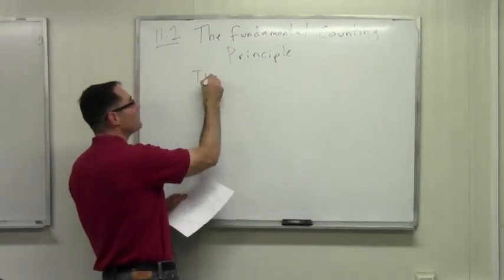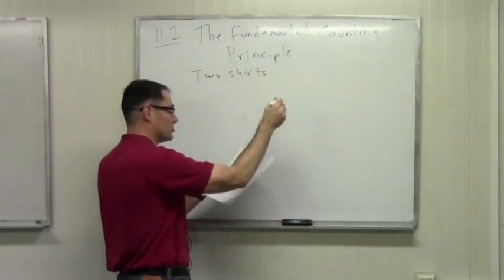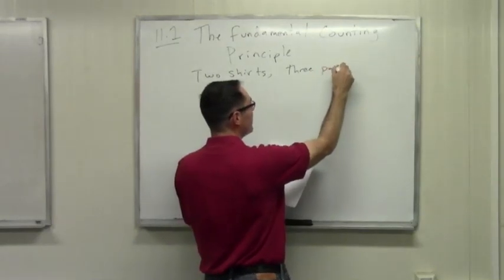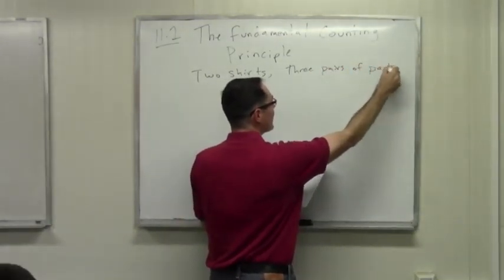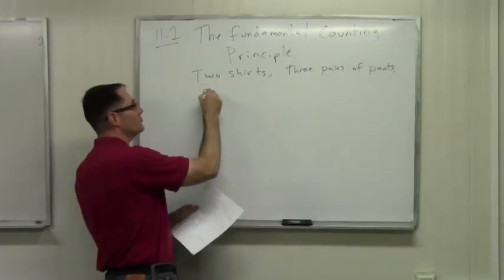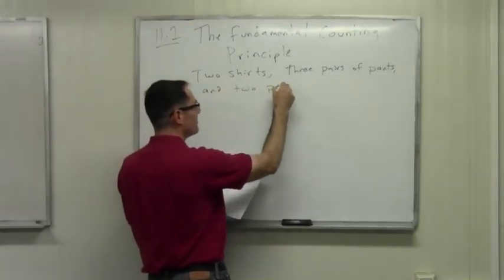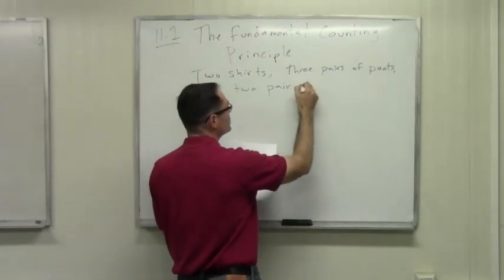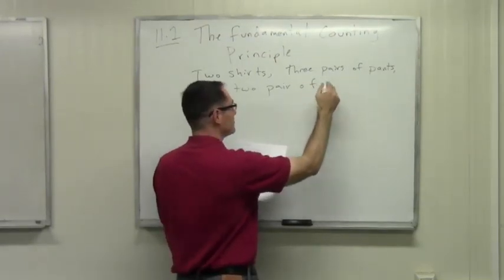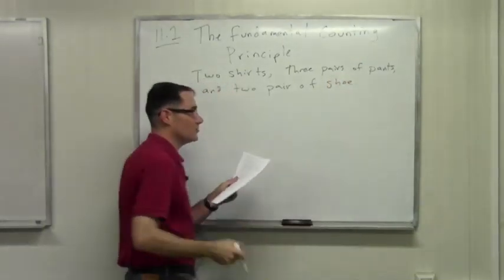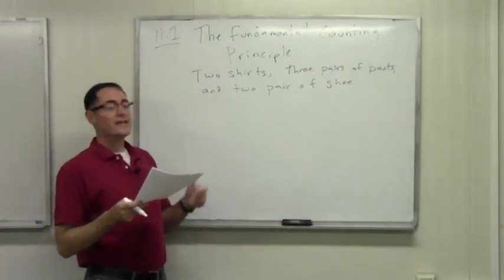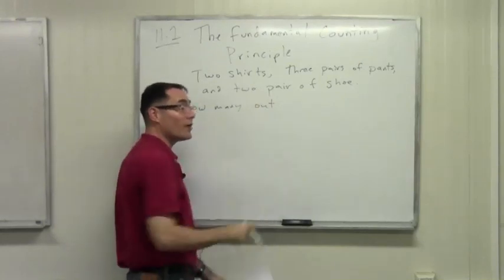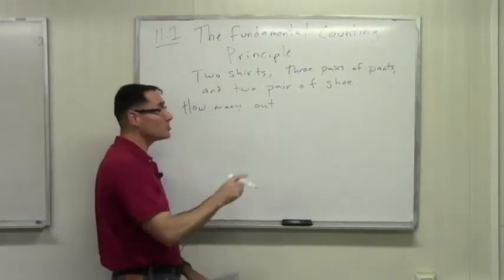Okay, let's say you have two shirts. Two shirts, okay? Three pairs of pants, slacks, trousers, whatever you want to call them. And two pairs of shoes. Anyway, you have four total shoes. And you can only wear two at a time, and they have to be the same two. Okay. Question is, how many outfits can I wear? Not just until you get tired. Total. Like, how many total outfits can you wear?